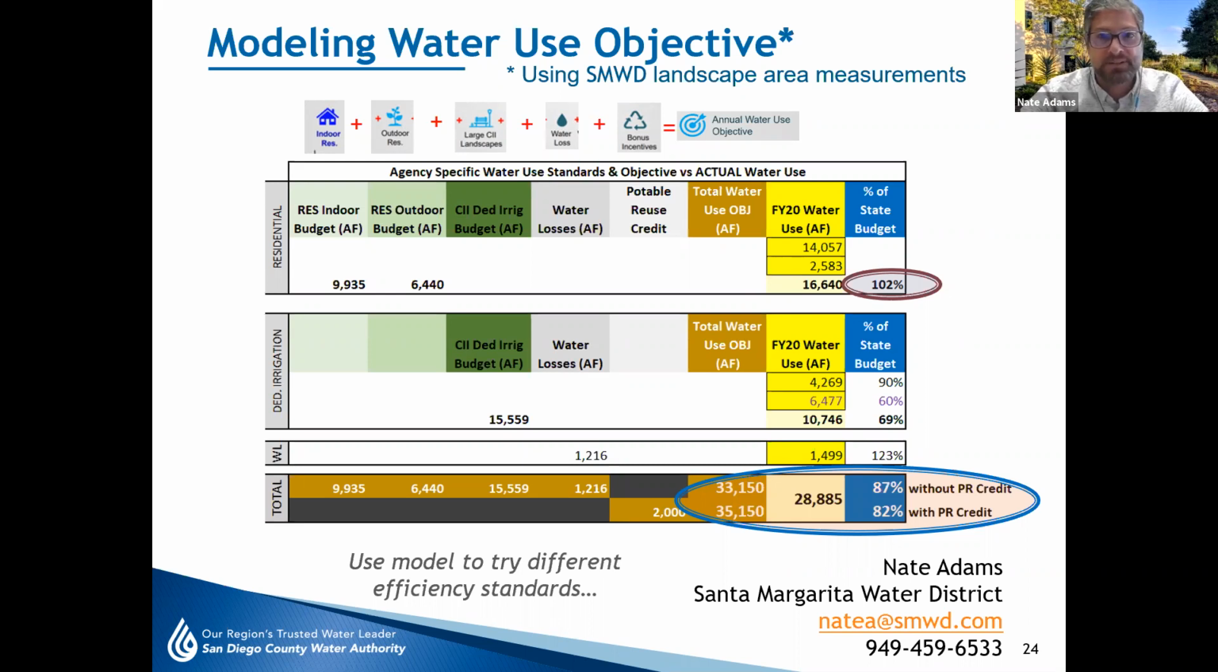Add that up, we're talking 16,000 acre feet. What I've done in the yellow is enter my actual district's fiscal year 20 numbers, since all of us have our urban water management plans now. I would suggest you use those numbers to help you populate that. So I know that our residential actual water use was just over 16,000 acre feet. Well, if you compare the actual use on the residential side only to the residential budget, both indoor and outdoor, out of the gate, Santa Margarita Water District's residential customers are at 102% of budget.